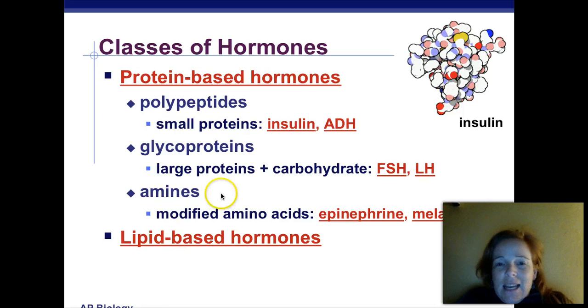So that's ADH. And you probably heard about insulin before, because you know about insulin in relationship to what? So think about insulin for one second. What do you know about insulin?